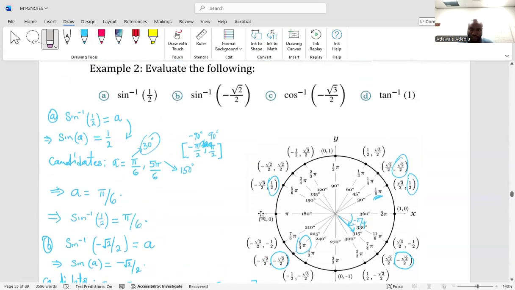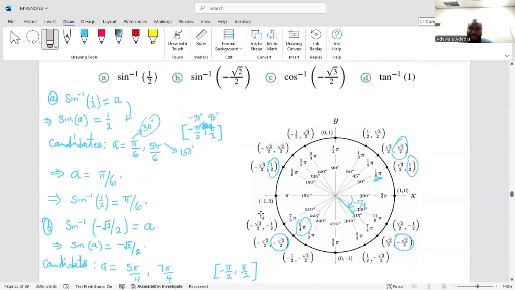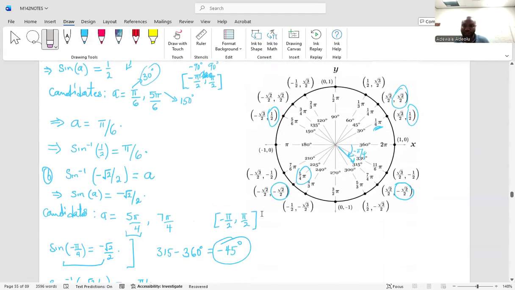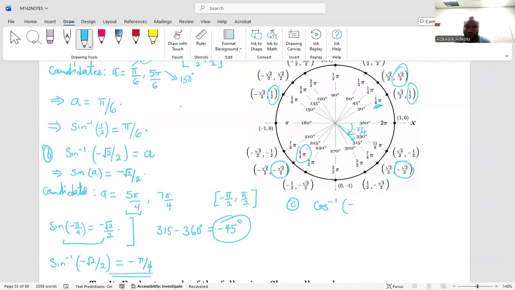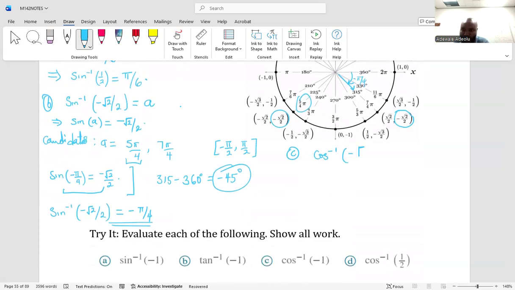Moving on. The next one is cosine inverse of negative root 3 over 2. Again, let me remind you of something quickly. Look at how the inputs now are ratios for inverse trig functions. The inputs are ratios.